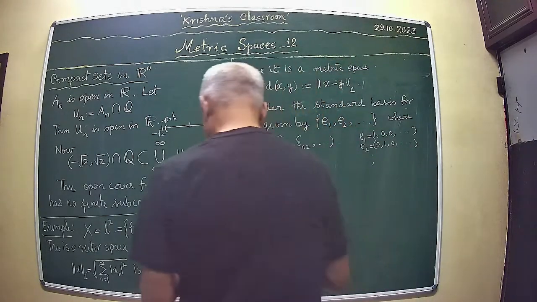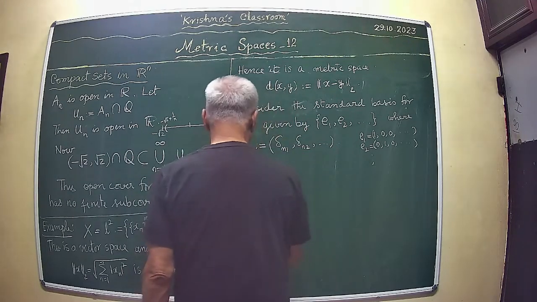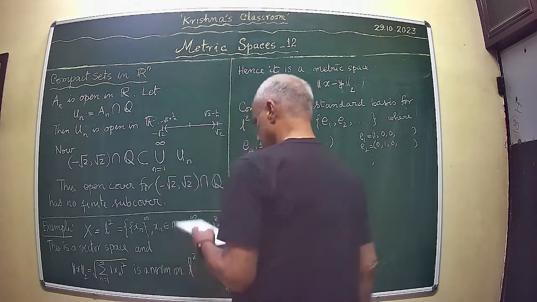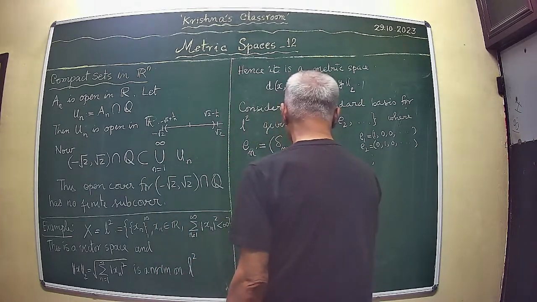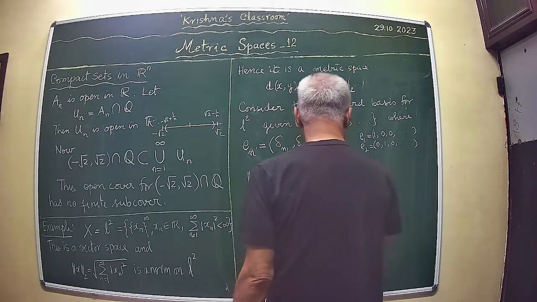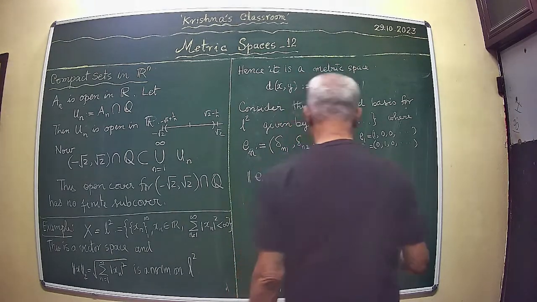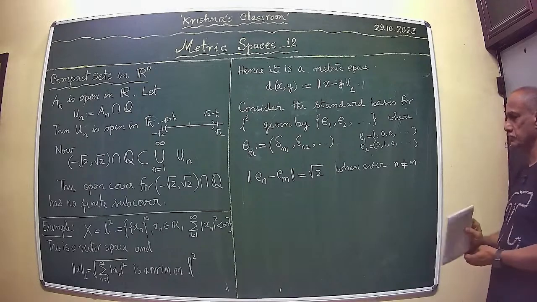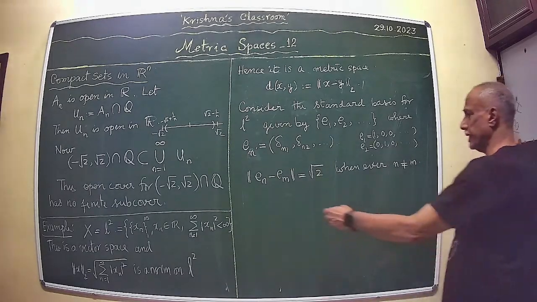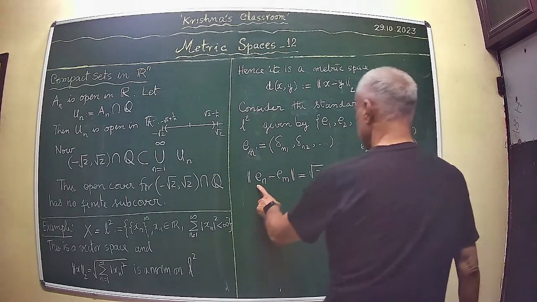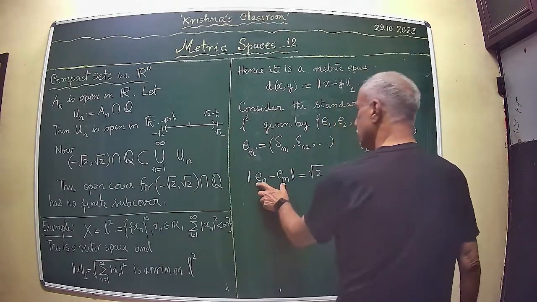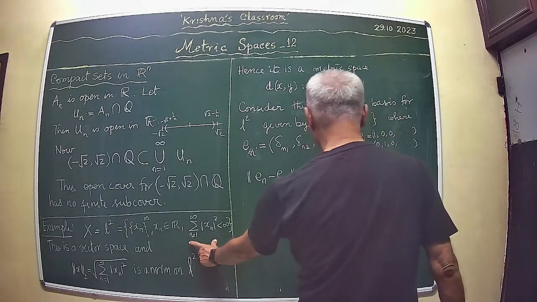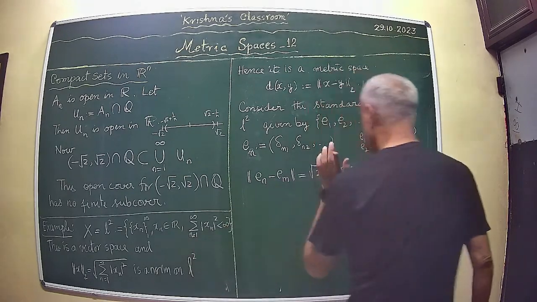Now you can verify that norm of e_n minus e_m is equal to root 2 whenever n is not equal to m. That's also quite easy because at the nth place there will be 1, and in this difference at the nth place you will get minus 1. Now compute this and take the square root of that. So that turns out to be root 2.